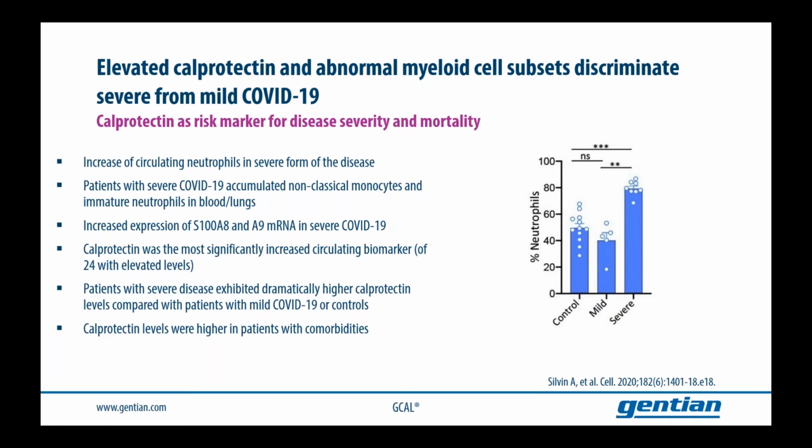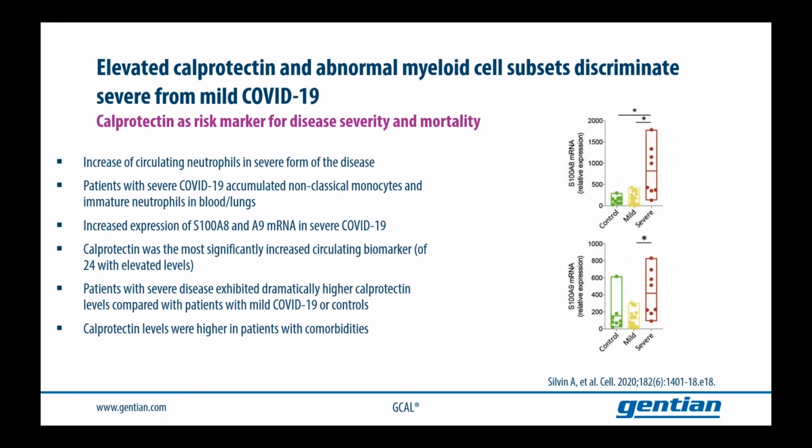A study published by Silvin and colleagues in Cell confirmed the value of calprotectin in differentiation between mild and severe form of the disease. In this study, they have shown an increase of circulating neutrophils in severe form of the disease. They have also shown that patients with severe COVID-19 accumulated non-classical monocytes and immature neutrophils in their blood and lungs.